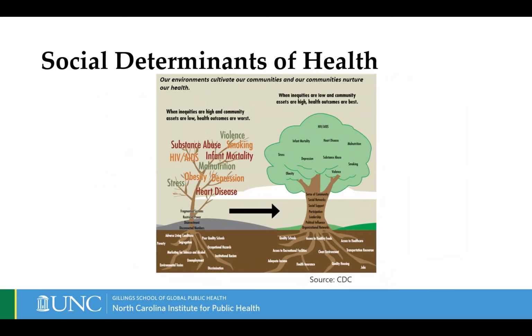This one is the CDC's social determinant tree, where the roots indicate the environmental inputs, for instance, either a clean environment with access to recreational facilities, or a polluted environment with toxins and unsafe recreational spaces. These social inputs will determine if an individual is sickened by pollution or is able to get adequate physical activity.